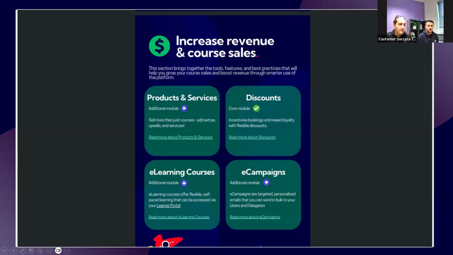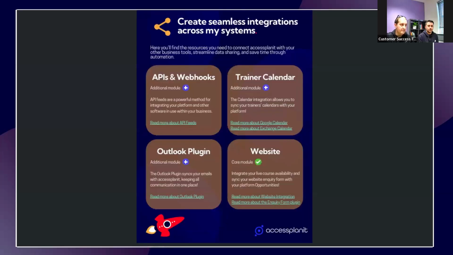So this is one. Then we go into each of the areas that we mentioned. For example, using increased revenue as an example, it gives you a couple of ideas of how you can do it. It gives you options such as products and services, tells you it's an additional module, gives you options about discounts, tells you it's a core module. So it's going to give you different areas that you can use, and also if it's included within your core package or if it is an additional module. So this is what it would look like for increased revenue, for example.